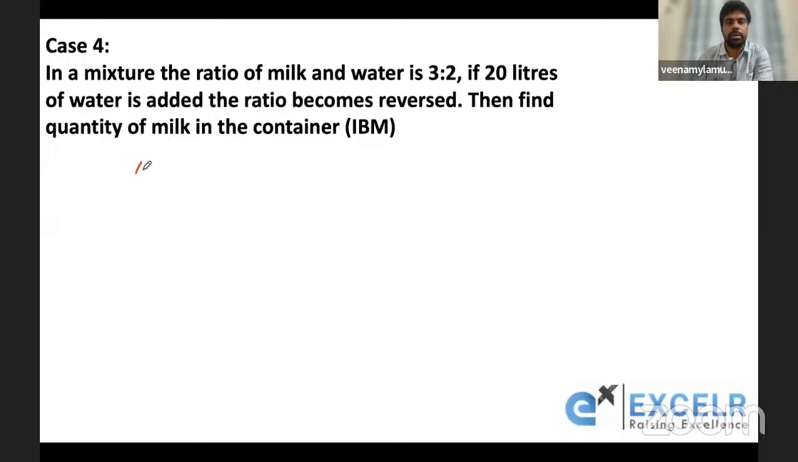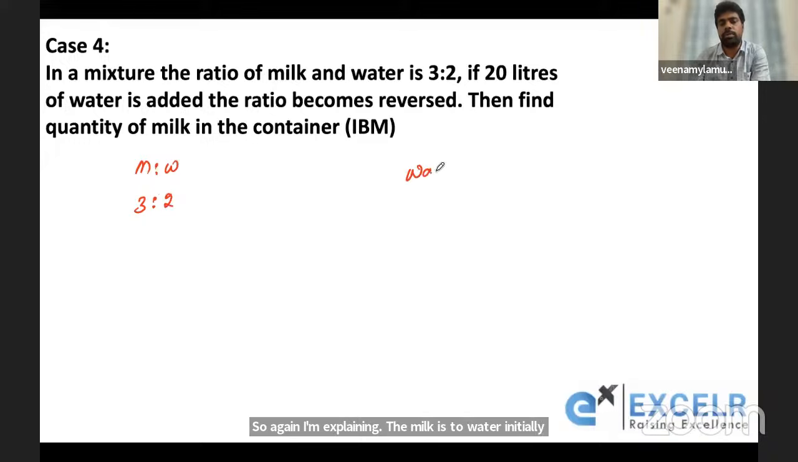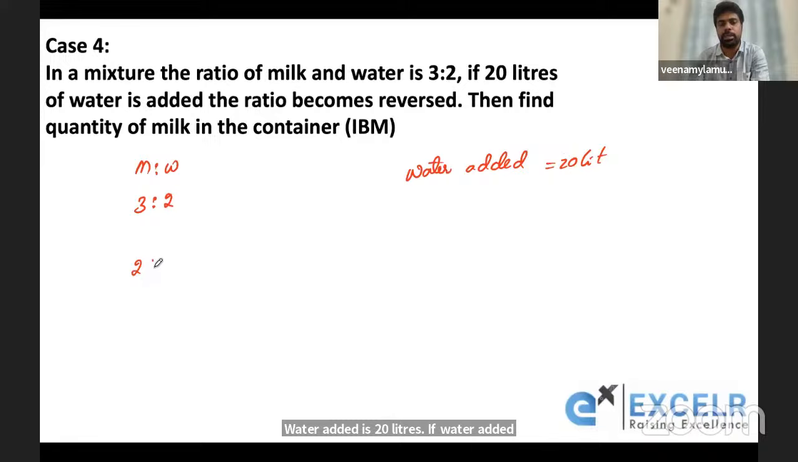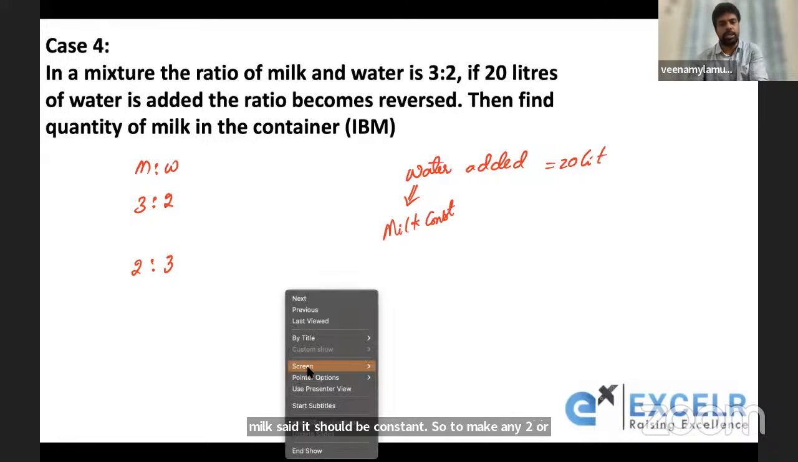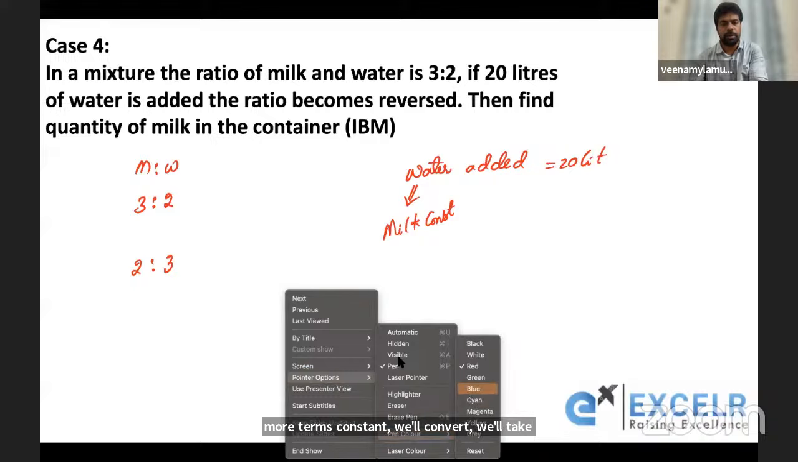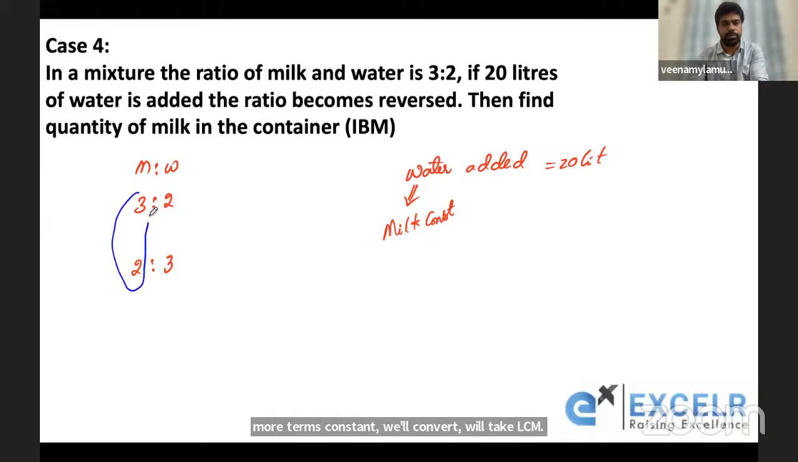So again, I'm explaining. Milk to water initially is 3 is to 2. He added water of 20 liters. If water is added, the ratio became reverse, that is 3 is to 2 became 2 is to 3. According to case 3, if water is added, the milk side should be constant. To make two or more terms constant, we take LCM. LCM of 3, 2 is 6.